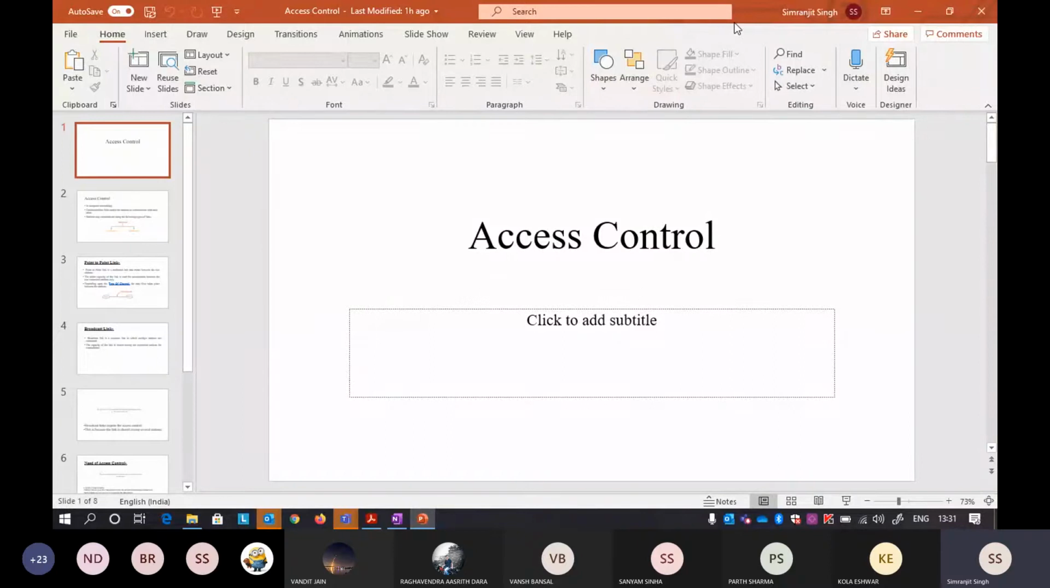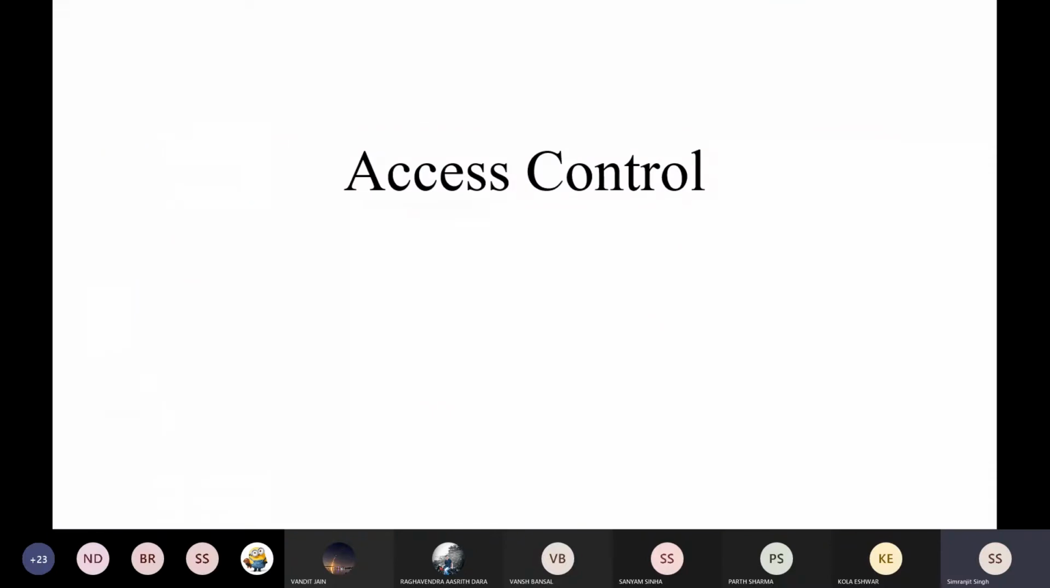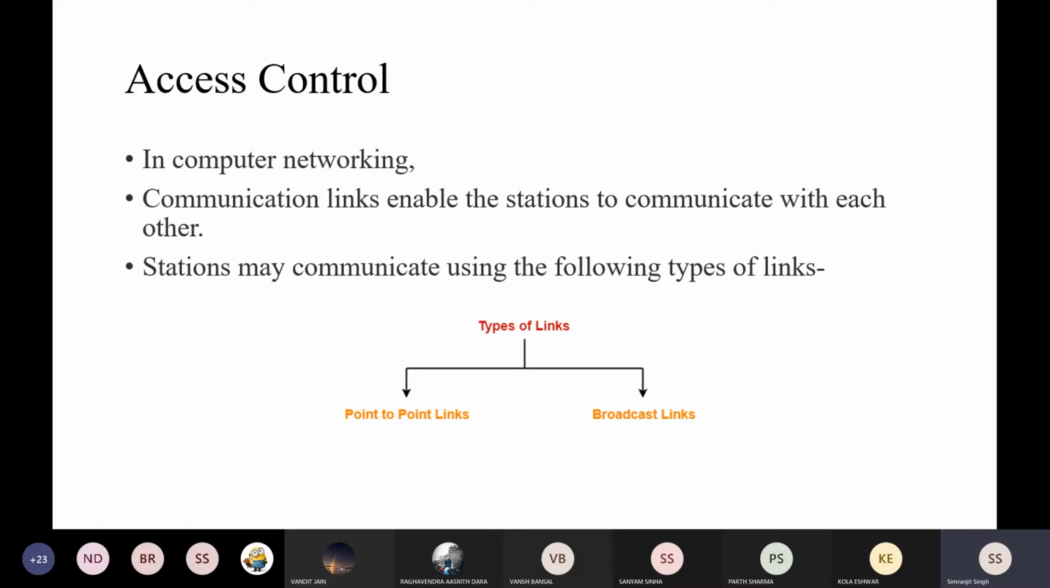So access control is a method by which you can control how a particular channel is accessed. There are two types of link on which you perform any kind of communication. The first link is the point to point link and the second link is the broadcast link.